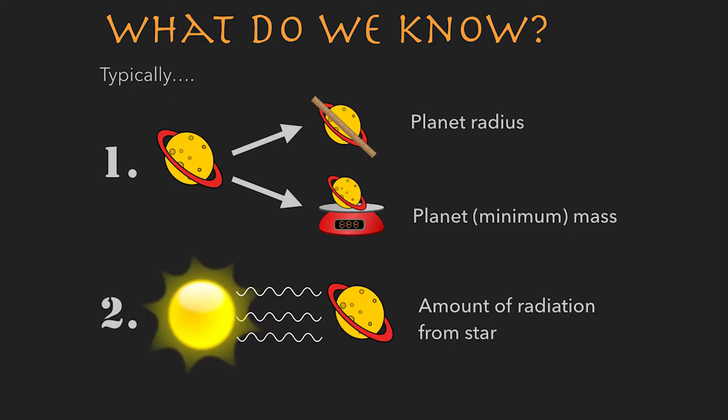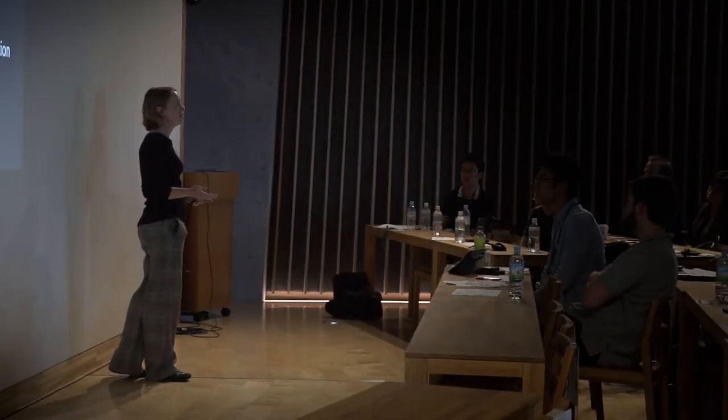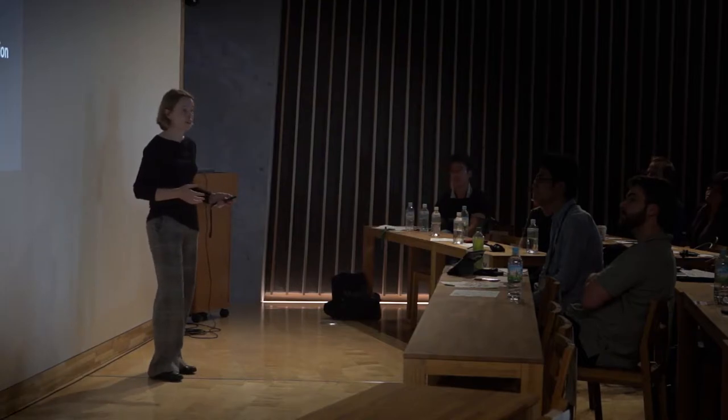The second thing we typically know is how much starlight, so how much radiation, is reaching the planet from its star. Now, this is not the same as knowing the temperature on the planet's surface. Indeed, in our own solar system, Venus receives roughly twice the amount of sunlight compared to the Earth. And if you were to guess at Venus's surface temperature based on this number, you might think Venus had a surface temperature of 27, 30 degrees.